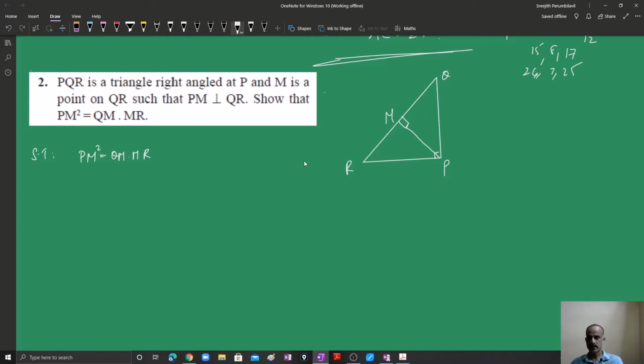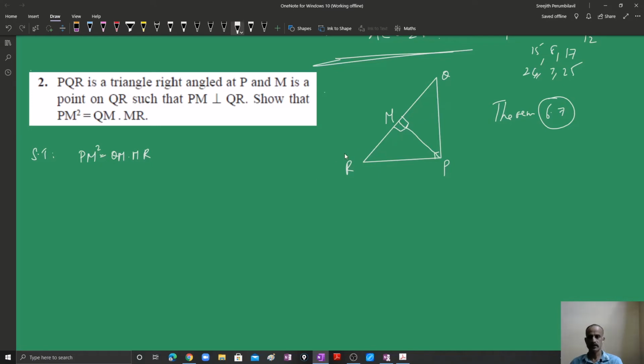So we'll try to establish some similarity between these two. Already theorem 6.7, what does it say? That if a perpendicular is drawn from the right angle vertex to the hypotenuse, it divides the triangle into two smaller triangles, and each of the smaller triangles is similar to the larger one and to each other.